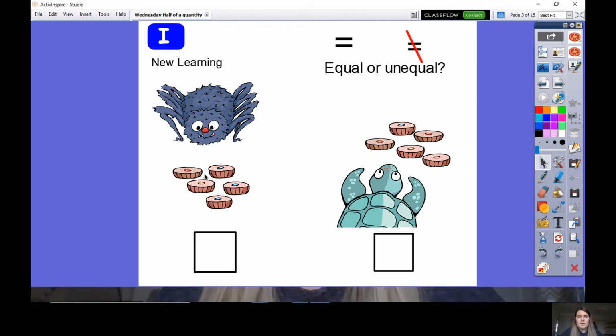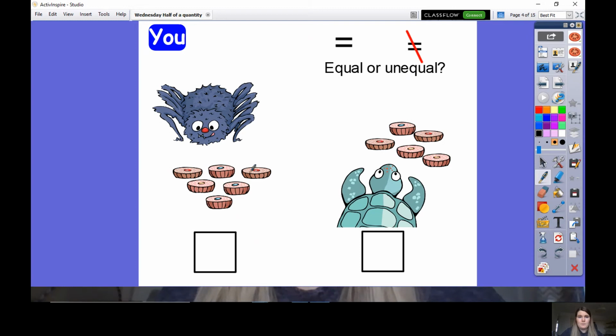This spider has 1, 2, 3, 4, 5 cookies. And this turtle has 1, 2, 3, 4, 5 cookies. This is an example of equal halving because the spider and the turtle have exactly the same amount. The sum is equal.